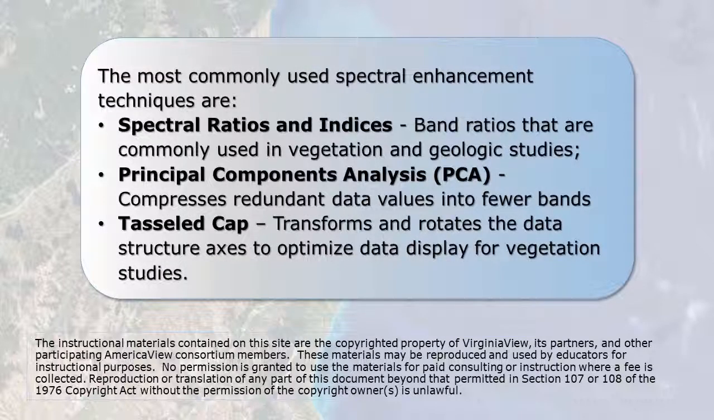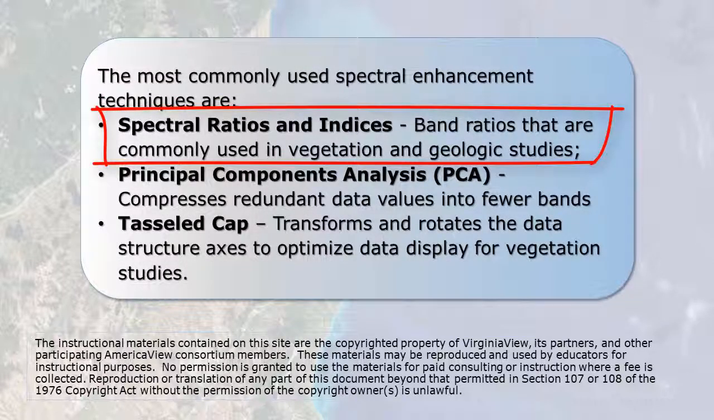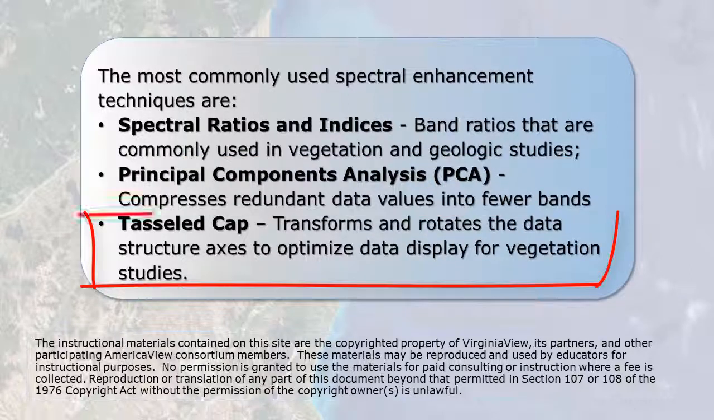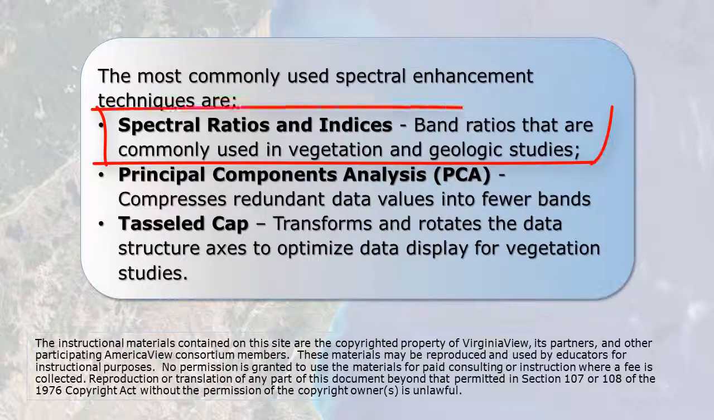The most commonly used spectral enhancement techniques are spectral ratios and indices, principal components analysis, or PCA, and tasseled cap. We cover examples of band ratios and vegetation indices. The others are beyond the scope of this book.